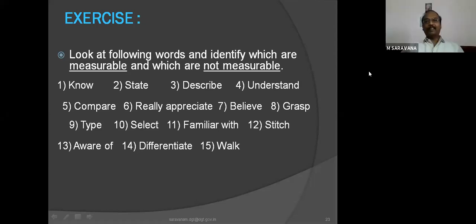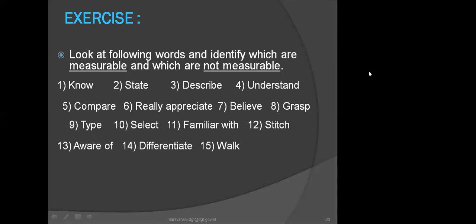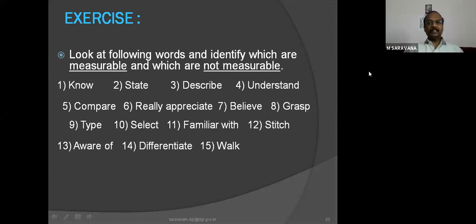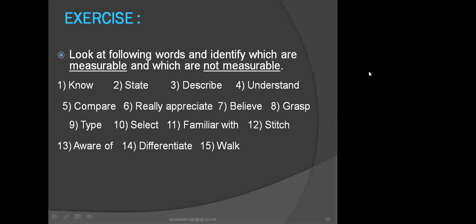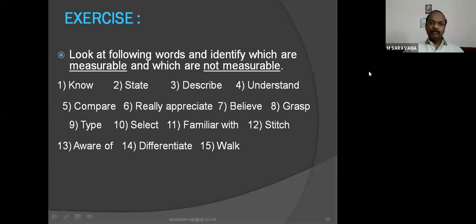Thank you for your answers. Some terms are giving difficulty. Why? Because the basic principle is: measurable means in what way it will be measured. So know is not measurable because how much they know is not measurable, correct? State is measurable. They will be able to define or state, so we can say this is measurable. Describe also, they will describe knowledge, measurable. Understand means how much they will understand, so that is not measurable, correct?